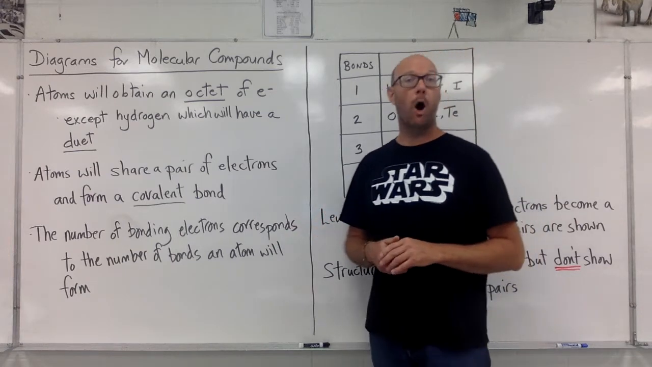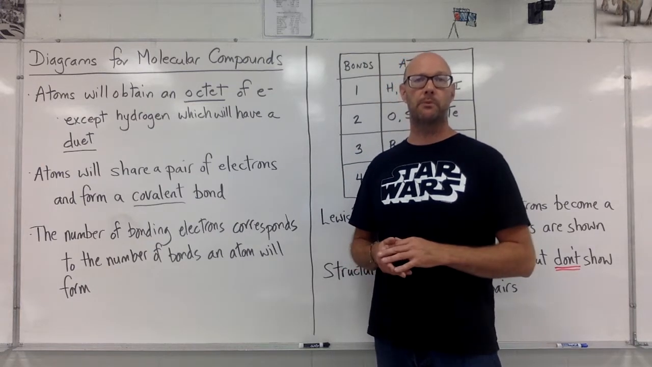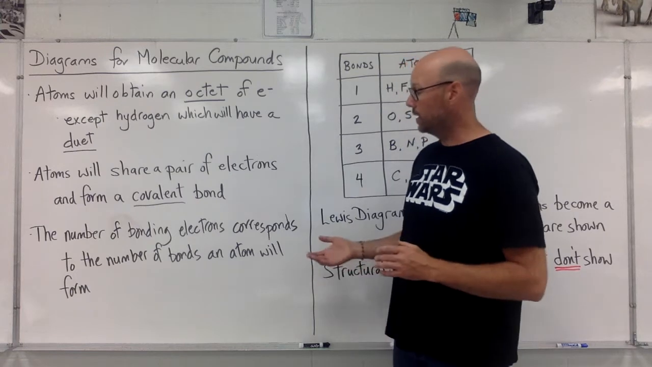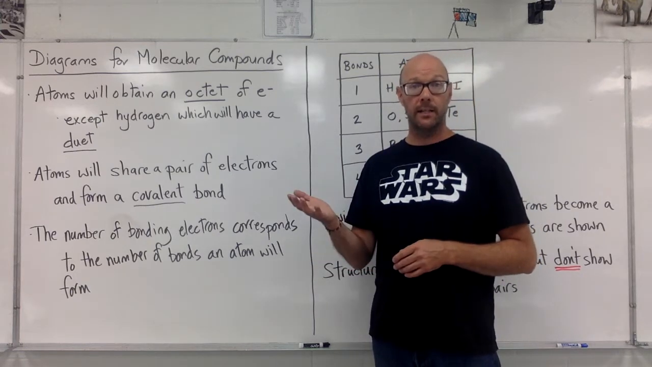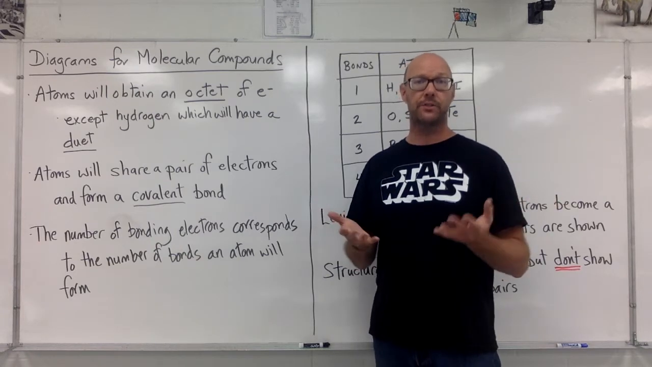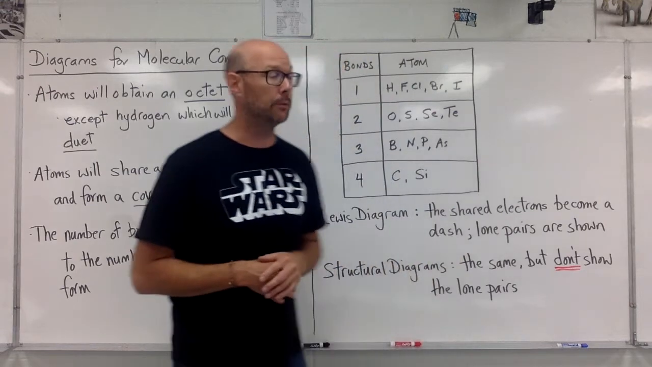The number of bonding electrons from our work with individual Lewis diagrams for atoms is going to correspond to the number of bonds an atom will form. Bonding electrons corresponds with bonds. It's almost the exact same word. This is all summarized in this table.